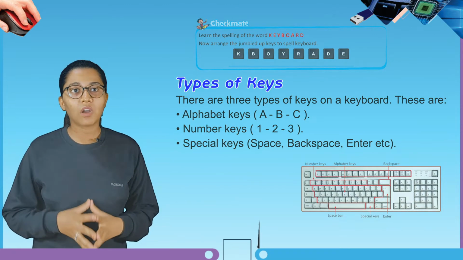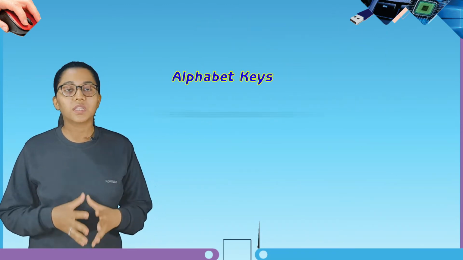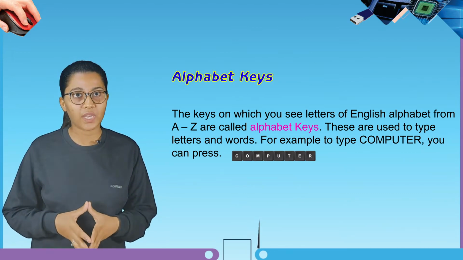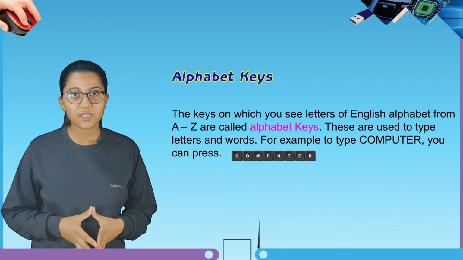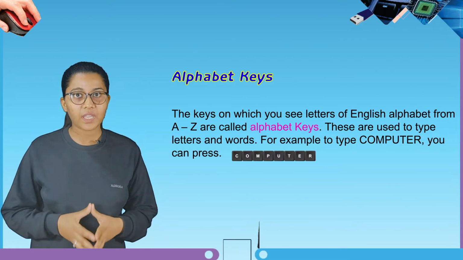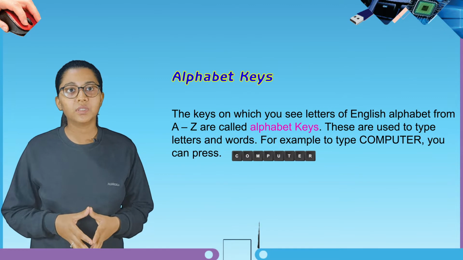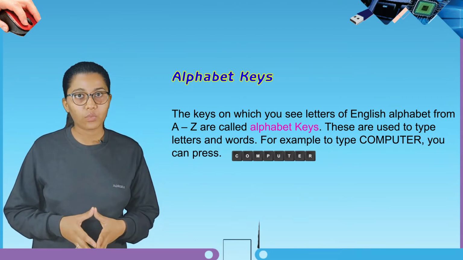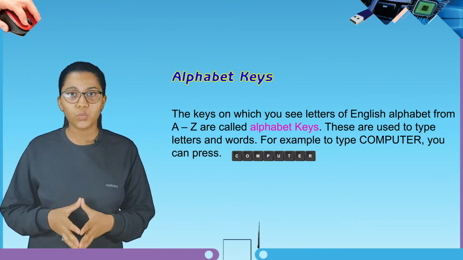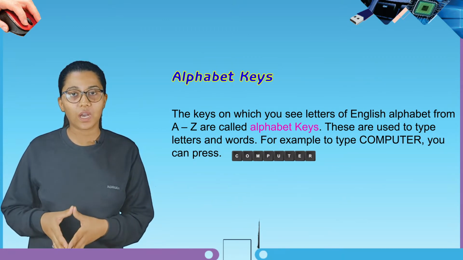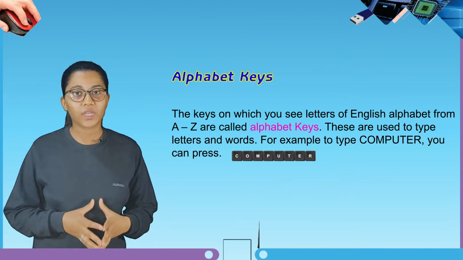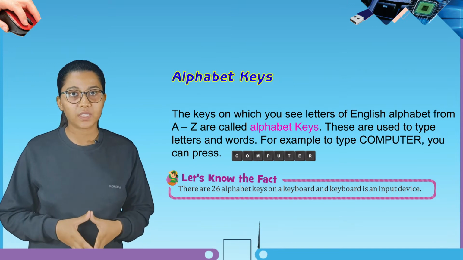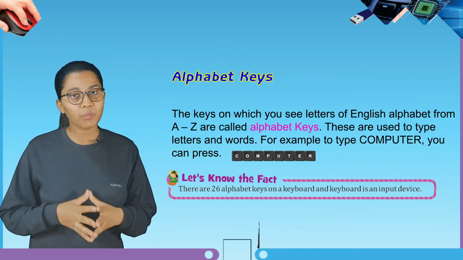So students, now we learn about alphabet keys. The keys on which you see letters of the English alphabet from A to Z are called alphabet keys. These are used to type letters and words. For example, to type computer, you can press C, O, M, P, U, T, E, R on the keyboard. So students, let's know the fact. There are 26 alphabet keys on a keyboard and keyboard is an input device.